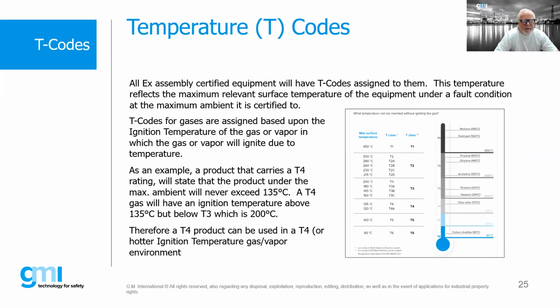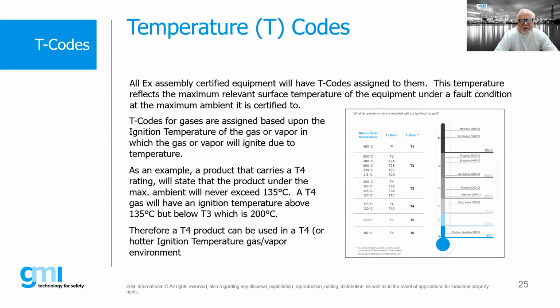So in this case, a T4 gas will have an ignition temperature above 135, but below T3, which is 200 degrees C. The product itself will never get to 135 degrees C. So therefore, we can use a T4 product in an environment in which T4 gases are present, if that makes sense. And then, as you correctly mentioned, the product certification matters as well. If a product is certified for plus 60 degrees T4, it means it will be within T4 limits if it's used up to 60 degrees. That's correct. If you put them in 80 degrees, then that T4 is no longer valid. That's right, something to take into account.